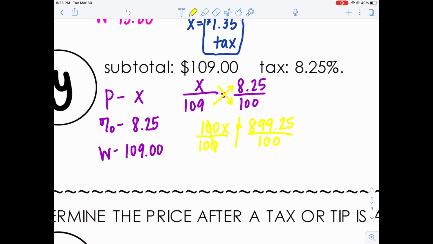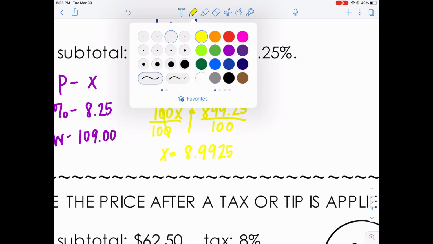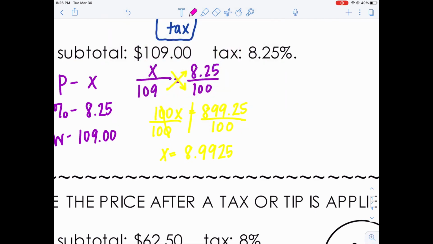I am left with x equals 8.9925. And now remember, we have to round this correctly to 2 decimal places. So I'm looking at the second decimal place, which is a 9. The 2 behind the 9 tells it to stay the same. So when rounded, this is $8.99 in tax.